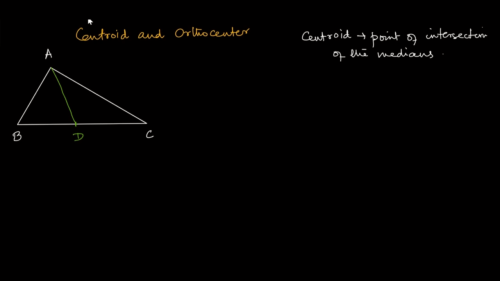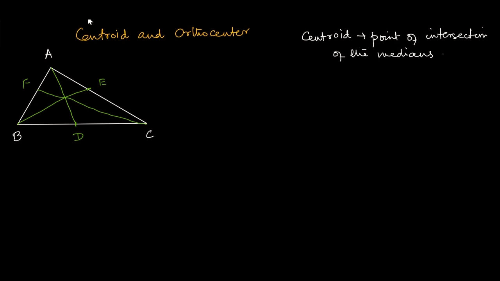So medians are the lines which join the vertices with the midpoints of the opposite sides. Like here in this diagram, AD is a median, right? Yes, sir. Similarly, BE would be another median, right? And the third one would be CF, right? So these three are the medians.